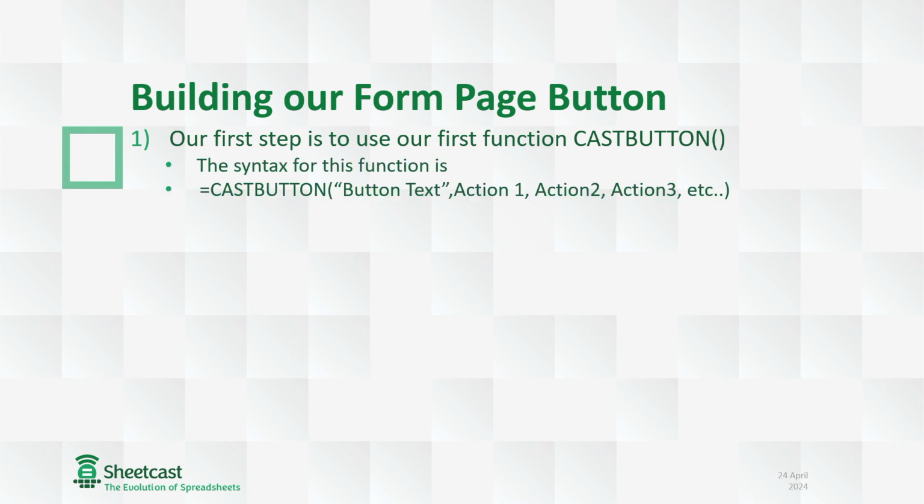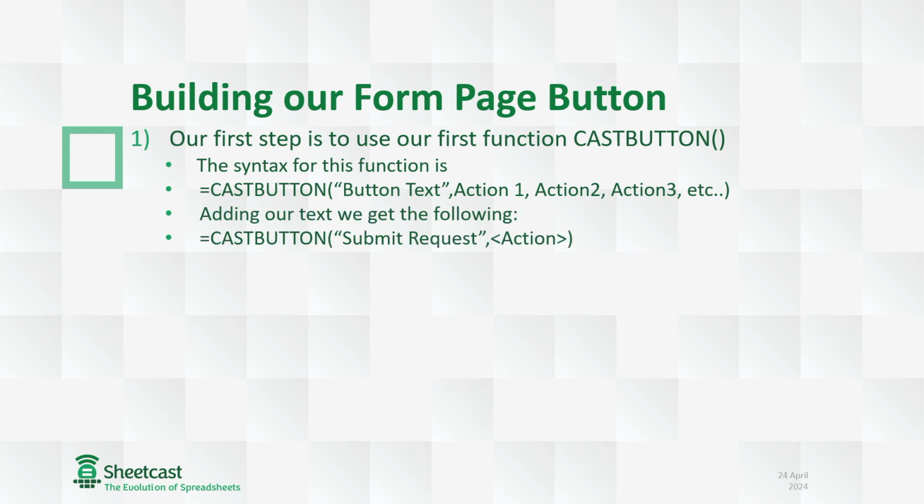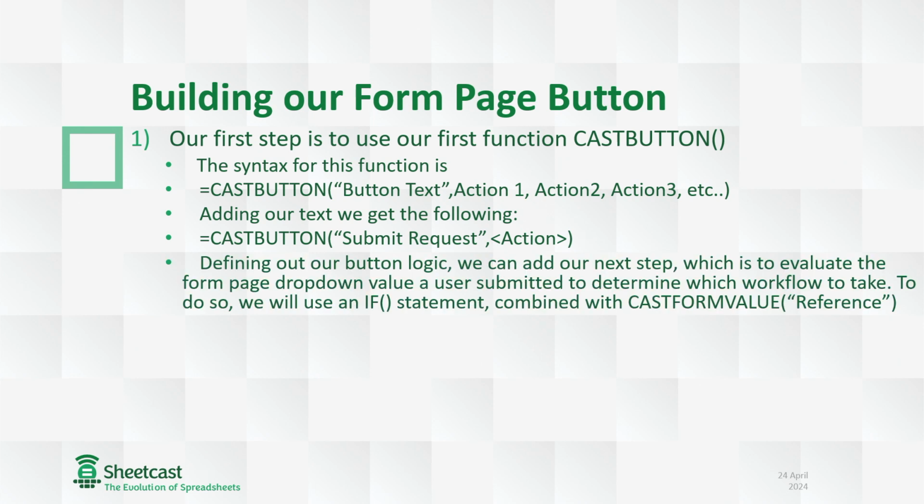The first thing we're going to use is our cast button. With our cast button, the syntax is as it shows here. Your button text is going to be the first string that you enter. And after that, your actions can follow. We support up to about 10 actions with our cast button. The first one we're going to do is enter our text, which is going to be submit request. And then we are going to follow up with our first value, which is going to be our if statement.